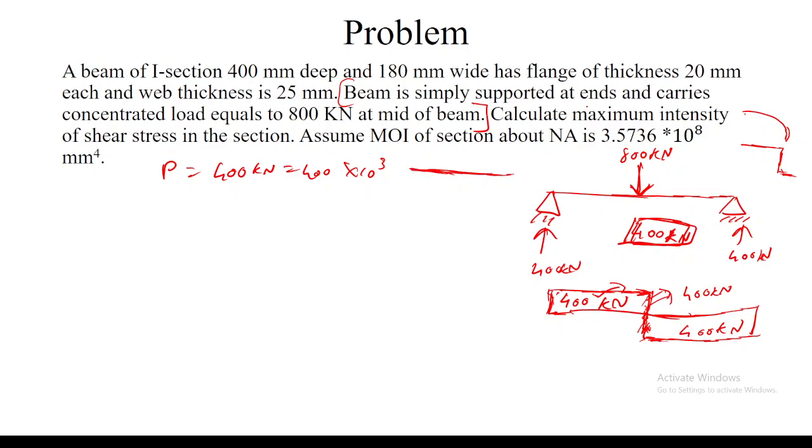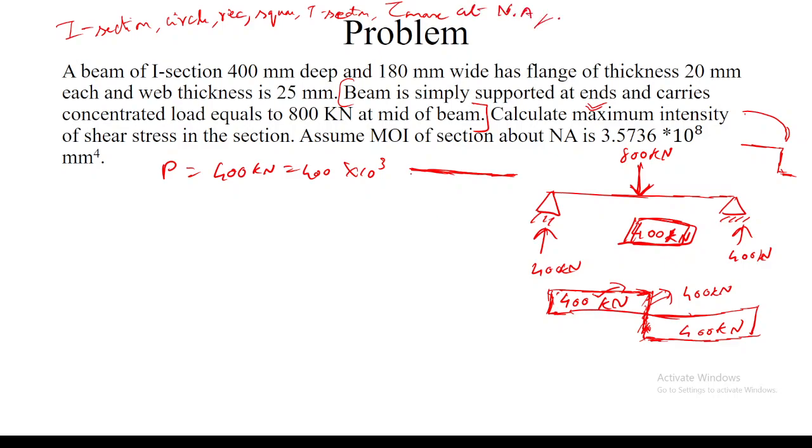Maximum intensity, why they have given is nothing but they are asking you to calculate the shear stress above the neutral axis. Okay. For I section, rectangular section, square and circular, for all these things, including T section, the shear stress is maximum at the neutral axis.